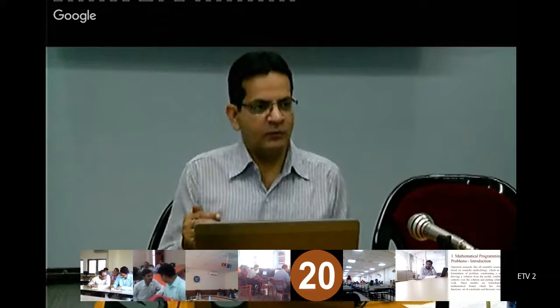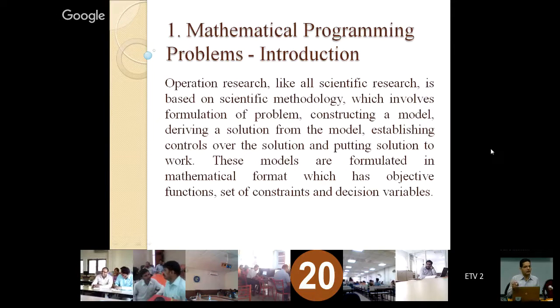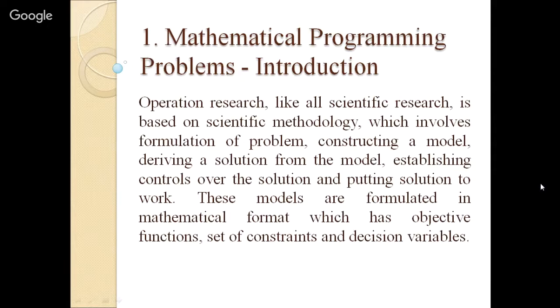In the beginning we studied that an LPP has one objective function, a set of constraints and non-negativity restrictions. If at the same time we have more than one objective function, then that type of problem is called multi-objective. Suppose in a problem you discussed, I want to maximize my profit. Also, I want to minimize my cost. So we have two objective functions. One is to maximize the profit and the second is to minimize the cost. That type of situation is called a multi-objective programming problem.